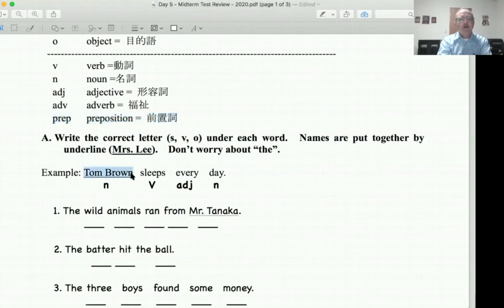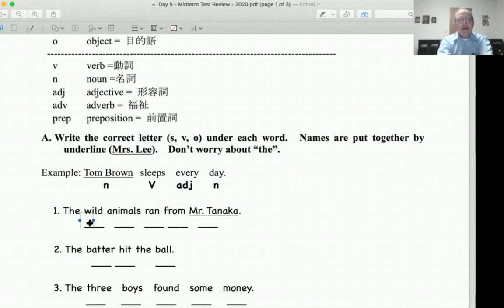Here we have Tom Brown. That is a name. And it says names are put together by underline, like Mrs. Lee. Tom Brown is a noun, okay? Sleeps, that's a verb. Now here we have noun is N. Verb is V, okay? Here we have every, that is an ADJ. ADJ is adjective. And day, day is a noun. So we put an N. So you get on your paper and you practice. The word the, it says, don't worry about the, okay? Don't write anything for the.